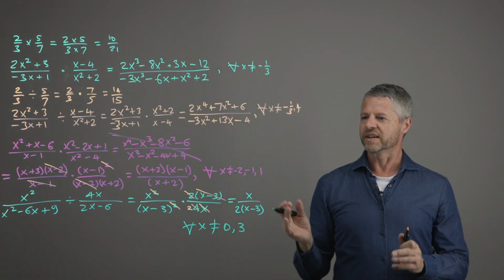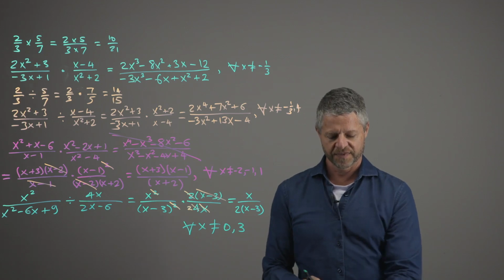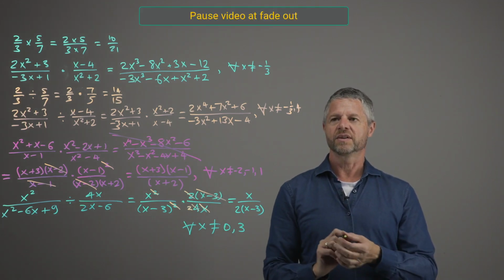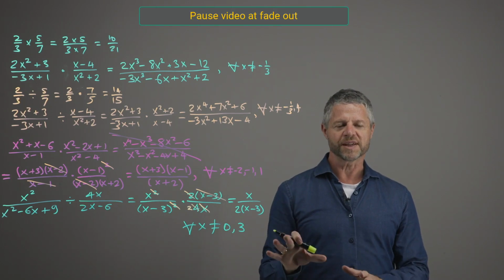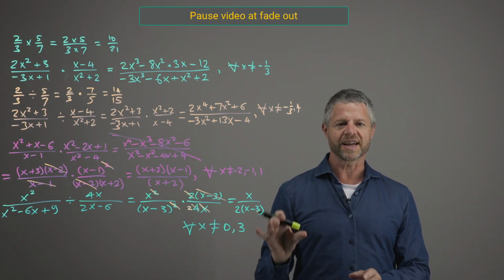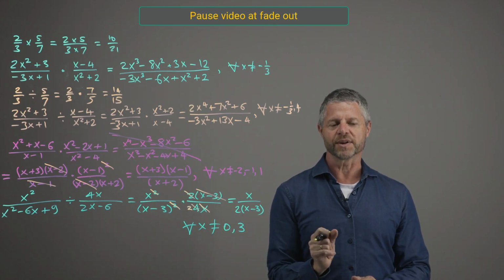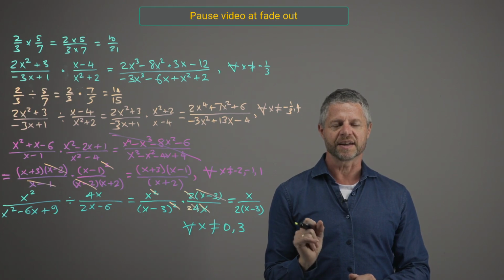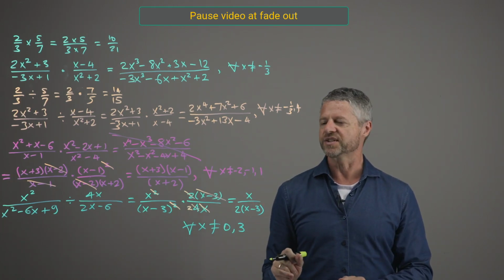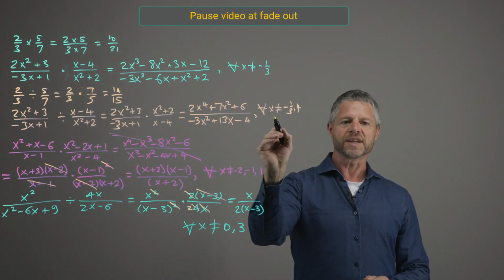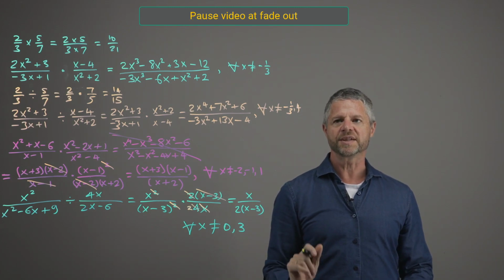Okay, so pause the video at this point and see if you can work with the next two rational expression multiplication or division problems and try to do some factoring before you start multiplying polynomials, and see if you can get to the correct answers. And again, note any values of x in the domain that are not permitted.